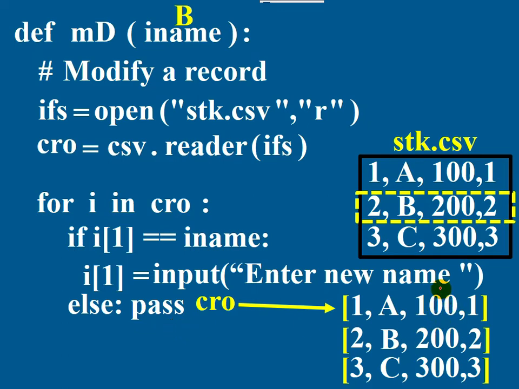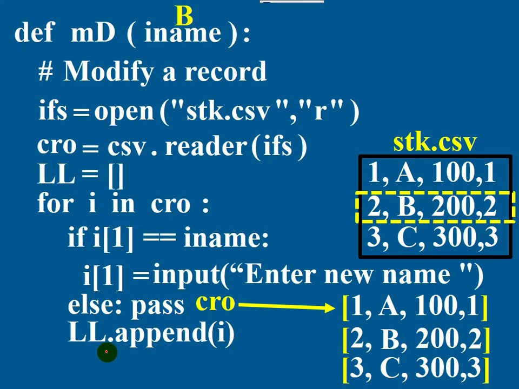Finally, the modified row should be appended to a list. So you can write ll, let ll be the name of the list. The modified row is appended into this list. So initially ll is an empty list. Okay, and once the use is over, don't forget you need to close the file.